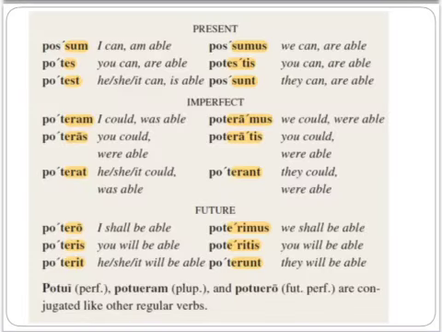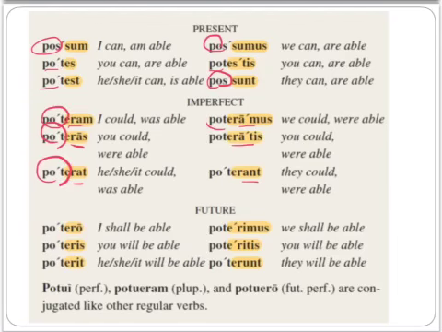So notice here that it's just sum, es, est, sumus, estis, sunt for the present, but it's a compound, and you put pot in front of sum, except in the cases where sum begins with s, and you put pos. In the imperfect, it's eram, eras, erat, eramus, eratis, erant, except you put pot in front. And the future is the same. Ero, eris, erit, erimus, eritis, erunt. And again, put the pot in front.